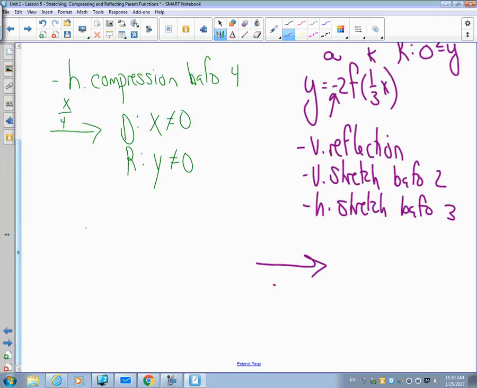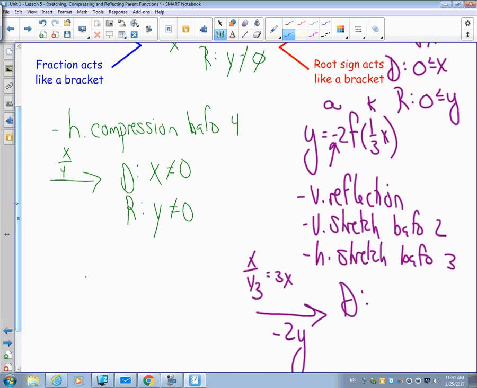So what do I need to do to get my new domain and range? I've got to do negative 2 times the y's and x divided by 1/3, which we know is 3x. What's our new domain? That's supposed to be greater than or equal to 0. If I times that by 3, I still get greater than or equal to 0. Y is times it by negative 2. I still get 0, but I multiplied by a negative, so I got to switch the order. There's my new domain and range.